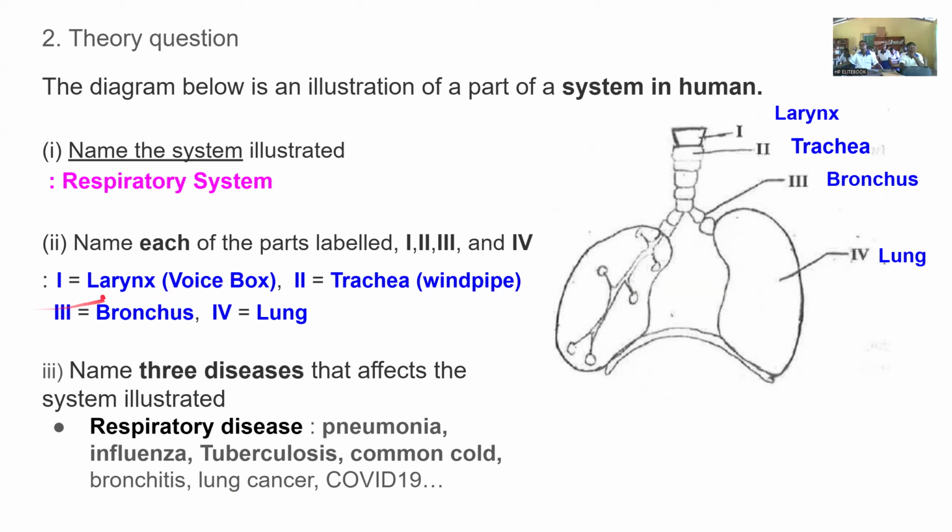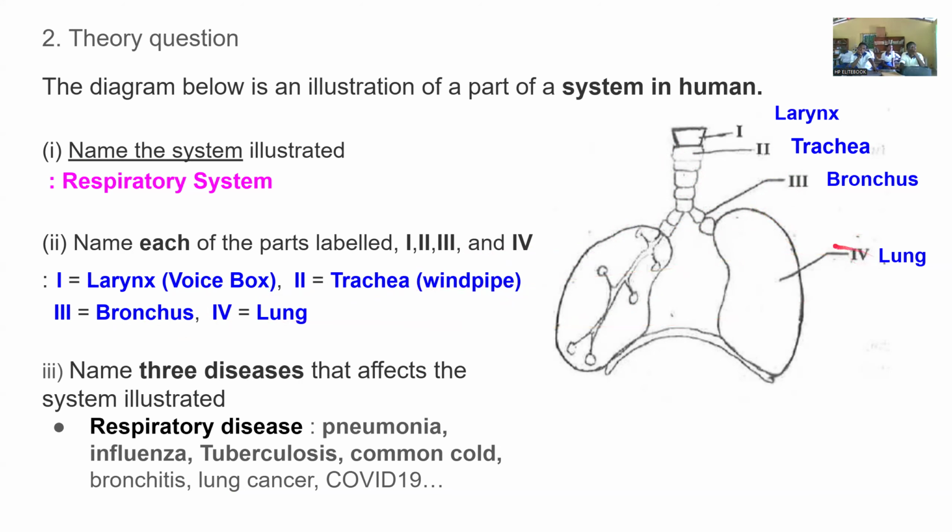So the part labeled 1 is the larynx, also called the voice box. The part labeled 2, like right here, is called the trachea. This is where the air goes through. It's also called the windpipe. Number 3 is called the bronchus. If it is plural, then you call it bronchi. Then it goes into here, number 4, which is the lung. This makes up the respiratory system.